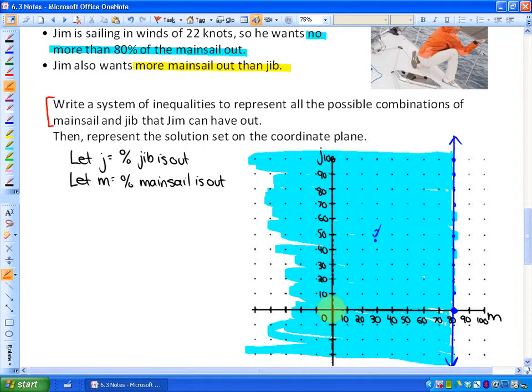There's plenty of points. Here's a point here, where mainsail is 0, jib is 0, that's exactly the same. Or where mainsail is 10 and jib is 10, there's another point. There's a whole bunch of points along that line where mainsail and jib are equivalent to each other.